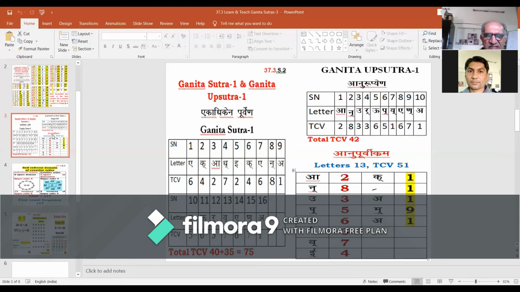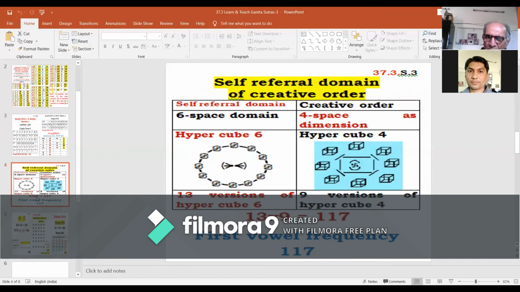Therefore, we shall sit comfortably and permit the transcending mind to absorb these organization format features of the text of Ganita Sutras and Sutras, and it is in this blissful glimpsing reach which is ultimately to help us comprehend how the self-referral domain, that is the six-space domain, that is hypercube 6, has 13 versions, with 4 space as the dimension of 6 space and 4 space being of 9 versions, which will make 13 into 9 equal to 117.